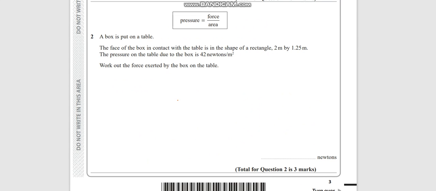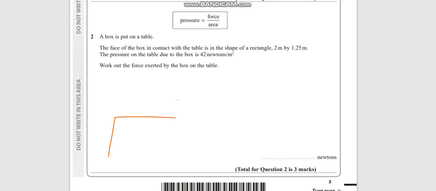So the second question is, a box is put on a table. The face of the box in contact with the table is in the shape of a rectangle 2 meter by 1.25 meter, and the pressure on the table due to the box is 42 newtons per meter squared. Work out the force exerted by the box on the table.